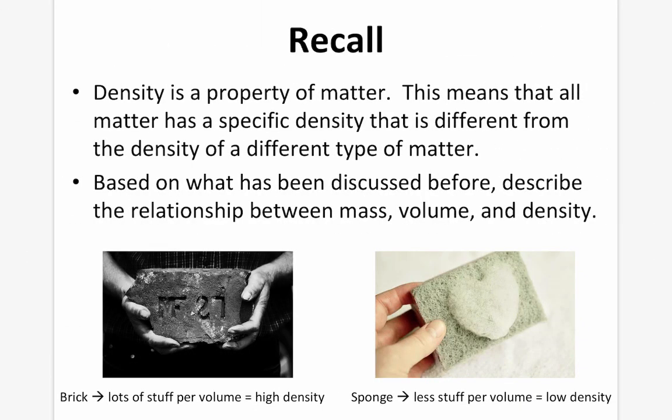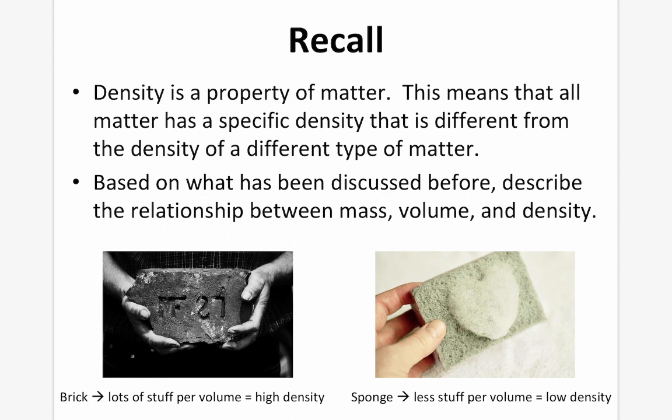So first, let's recall a few things. Density is a property of matter. This means that all matter has a specific density that is different from the density of a different type of matter. So for instance, lead has a density, gold has a different density. Based on what has been discussed before, describe the relationship between mass, volume, and density.